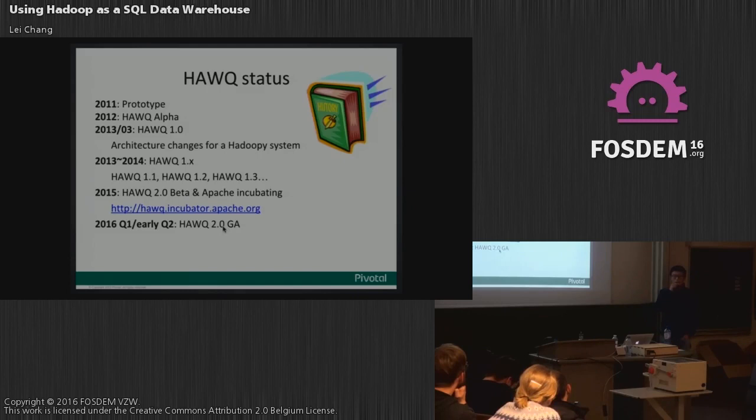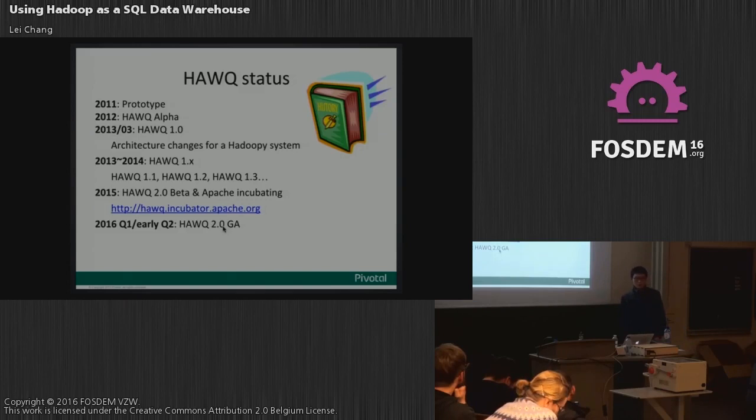After the prototype, we developed the alpha version. The alpha version was tried by a lot of customers. After the customers tried that, they did a lot of benchmarks and compared the performance between Hawk and Hive. At that time, Hawk was 400 times faster than Hive. So it promoted Hawk as a product, and in 2013 we released Hawk 1.0.